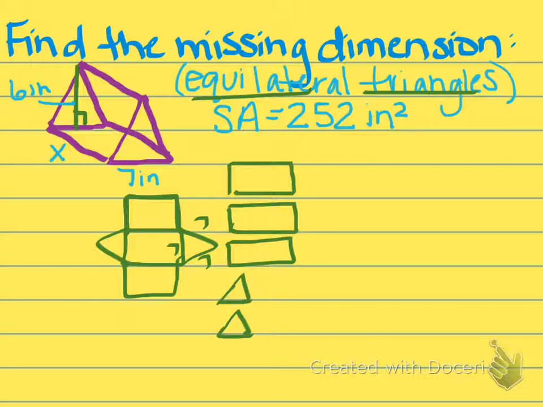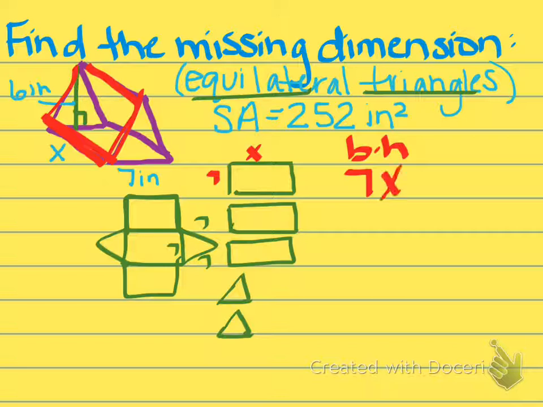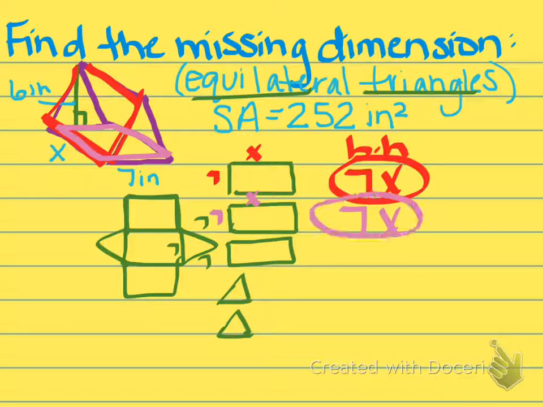So now I'm going to label my pretty little drawings here. I'm going to go with looking at this one right here. So that's going to be 7 by x. So when I'm doing my base times height formula, it's going to be 7x. That's the area for this one. Then I'm going to find the area of the rectangle on the bottom here, and that is also 7 by x. So I'm going to say base times height will be 7x. So that's the part I'm going to be adding for that side.